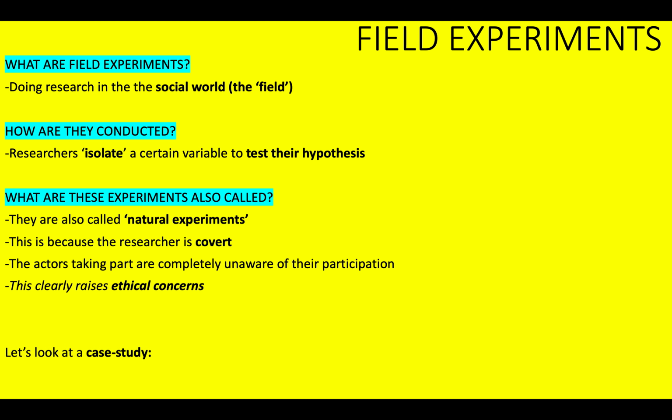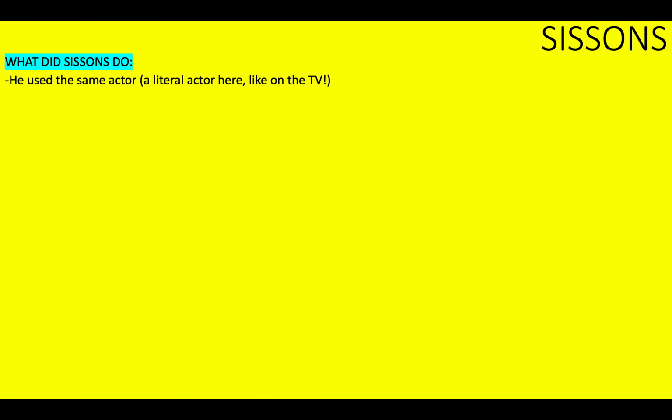So let's look at a case study. Sissons is a case study of a field experiment or a natural experiment, as it's also called. So what did Sissons do? Now, he used the same actor, and by actor here, I don't mean social actor, I mean a literal actor like you kind of get on TV, okay? A literal actor that acts. So what did the actor do?